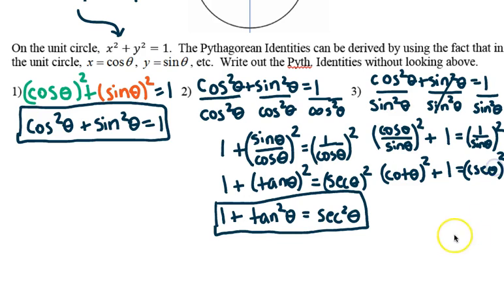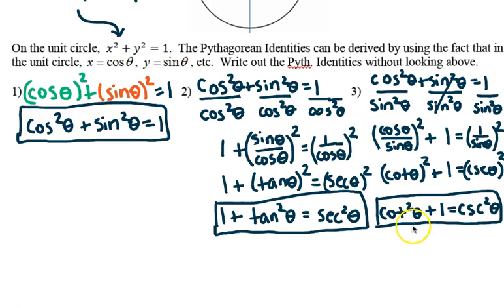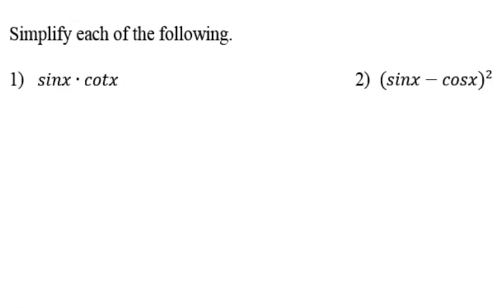Okay, so I have cosecant theta squared. And finally, I can rewrite this as cotangent squared theta plus 1 equals cosecant squared theta. And that is our last Pythagorean identity. Okay. So let's go ahead and use those identities now to help us simplify the expressions.